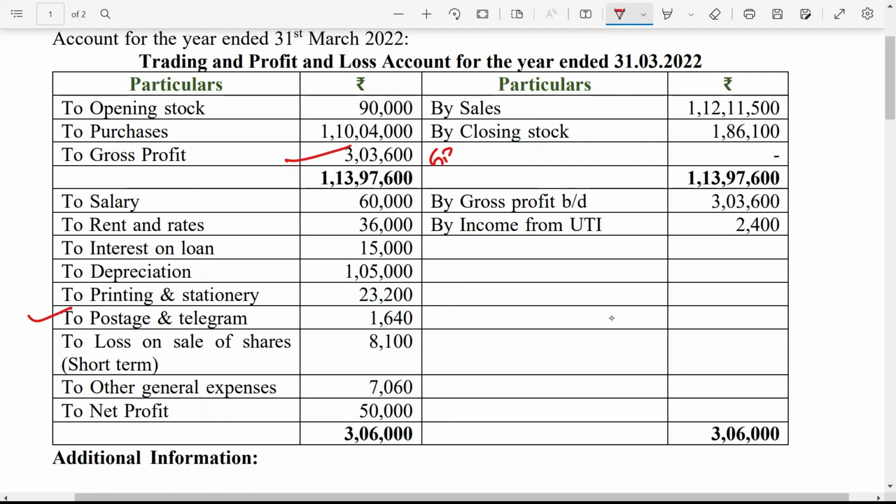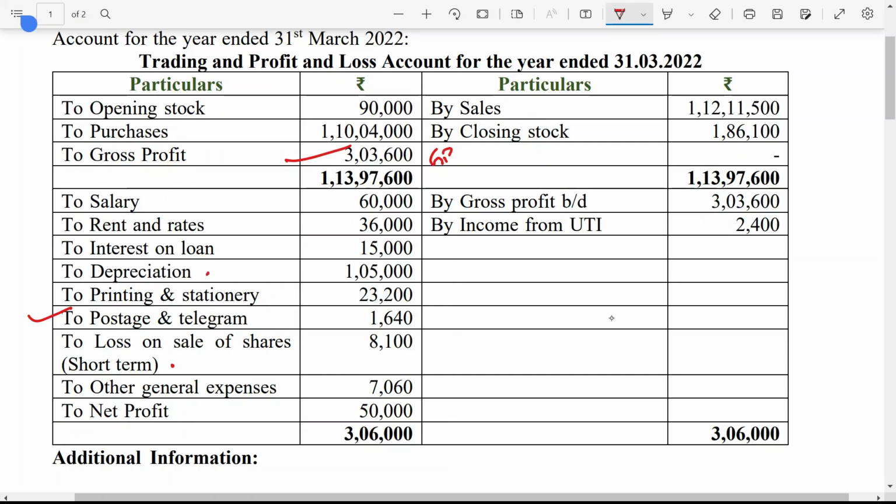From these you have to identify whether there are certain expenses which are actually not to be recorded on the debit side of the profit and loss account, like loss on sale of shares, short term. It is a short term capital loss. So this type of expense, as per the income tax, is not allowed, so it is considered an inadmissible expenditure. What you have to do in this case is add this expenditure, and by that amount you have to increase the profit.